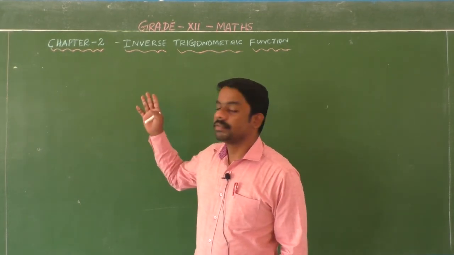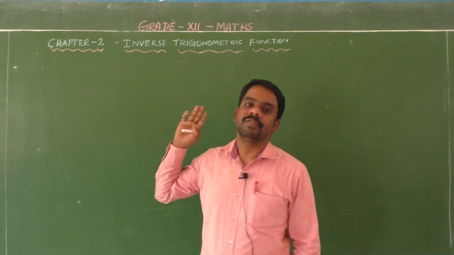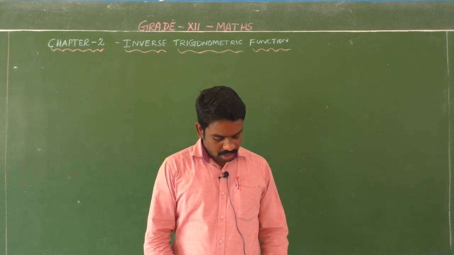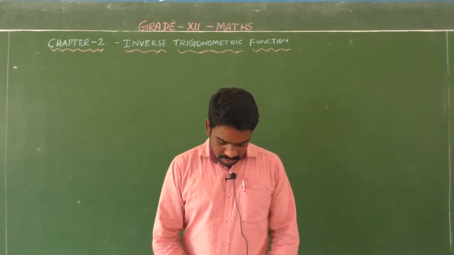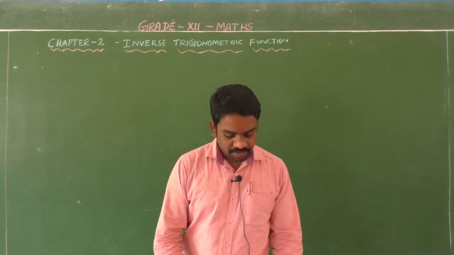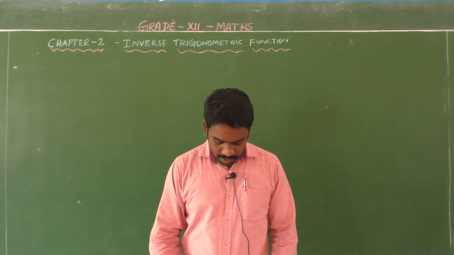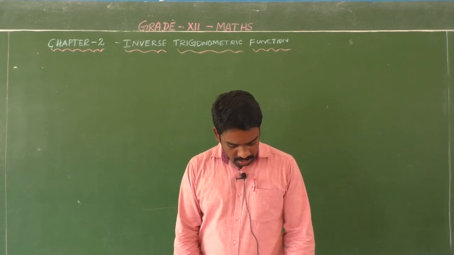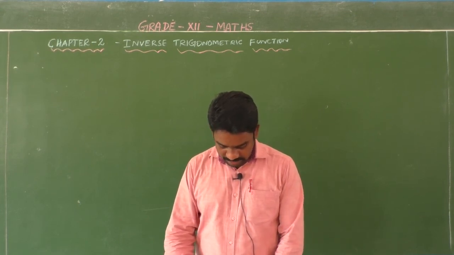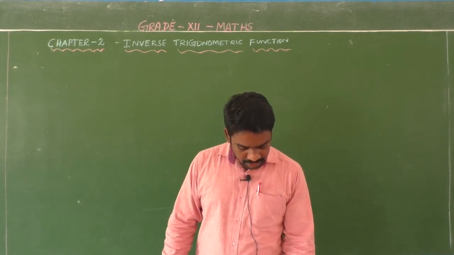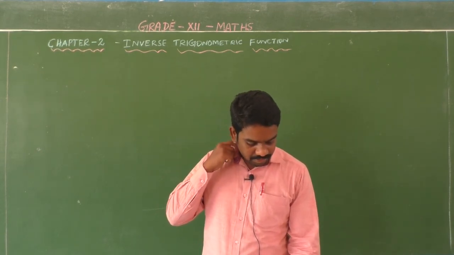Today is the same unit, continuation of chapter number 2, inverse trigonometric functions. Take your NCERT book, page number 42, Exercise 2.1. Questions 1 to 10 were already completed last class. Today, question number 11.